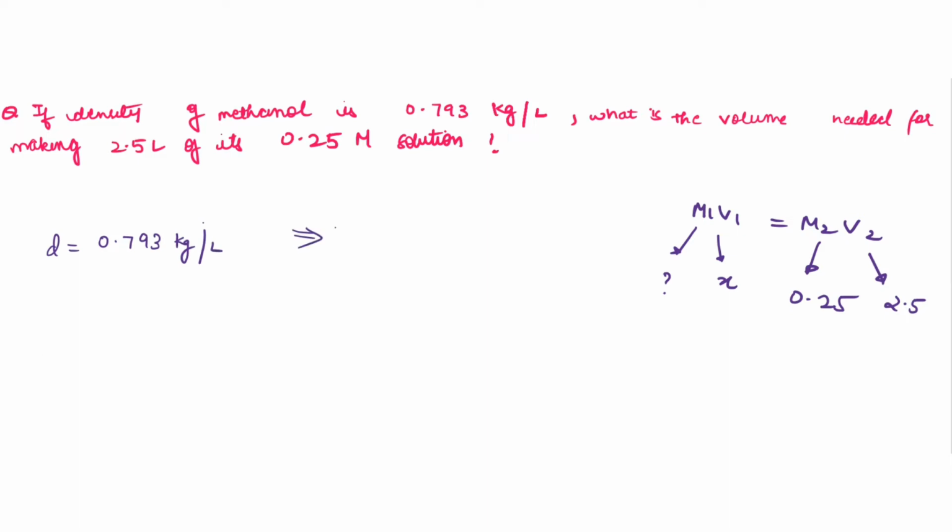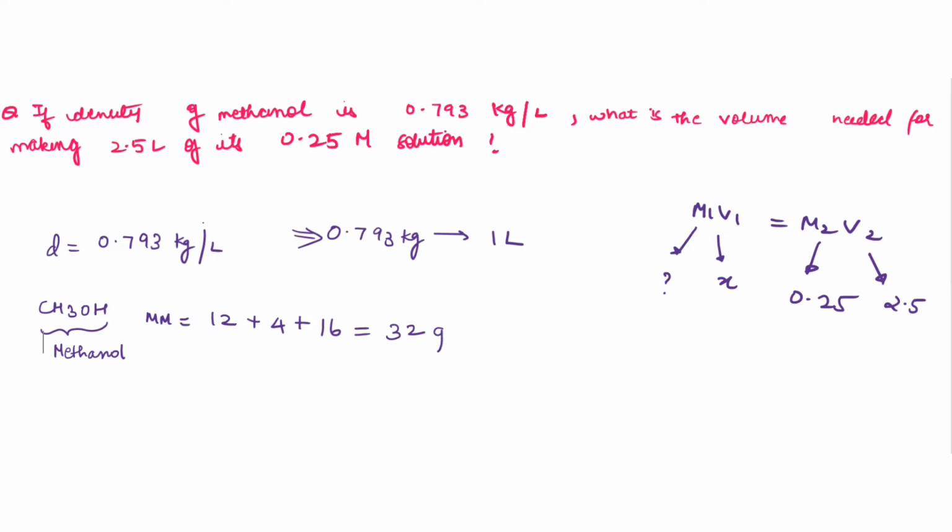0.793 kg of methanol has a volume of 1 liter. So they've given methanol. Let's calculate the molar mass of methanol, CH3OH, an alcohol with one carbon. So 12 plus 4, because 4 hydrogen, plus 16 is equal to 32 grams. Now is the time to find the molarity, because we need M1 here.